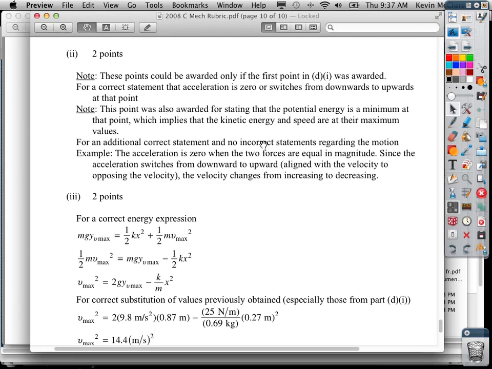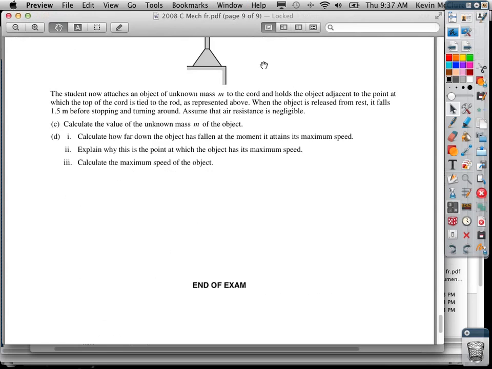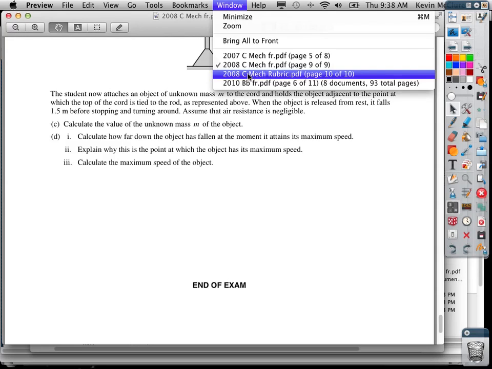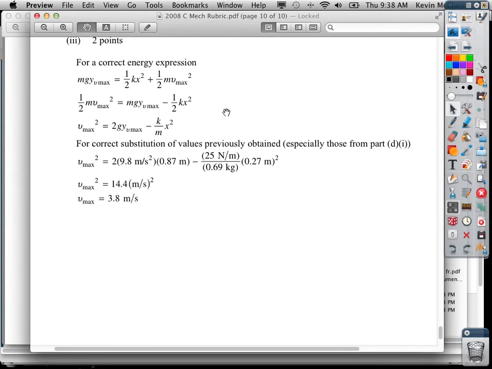Alrighty then. So let's proceed to the last piece. Calculate the maximum speed of the object. Well, you know how far down it fell. You can do energy at that point if you wanted to. That would work, either one. And that's what they did. So we know where that point occurs, right? The point at which maximum velocity occurs. We know the distance because we calculated it in part one. So just plug it in for the energy statement.